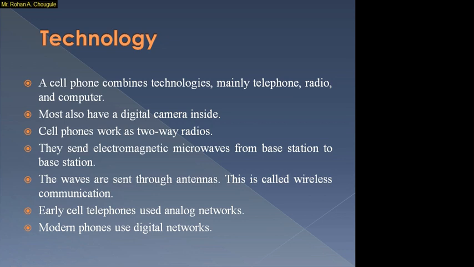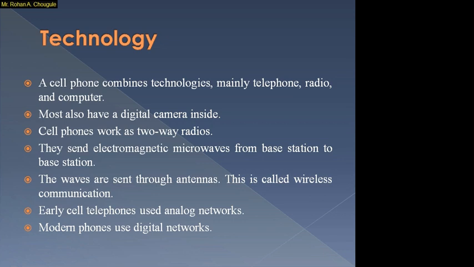So the phone whatever we are using nowadays is a combination of all these things. That is, it is a combination of phone, radio and computer. That's why it is called smartphones, right? Now some phones also have digital cameras inside them. That is, the phones also act as a camera. They are used to take pictures, or to take videos also.